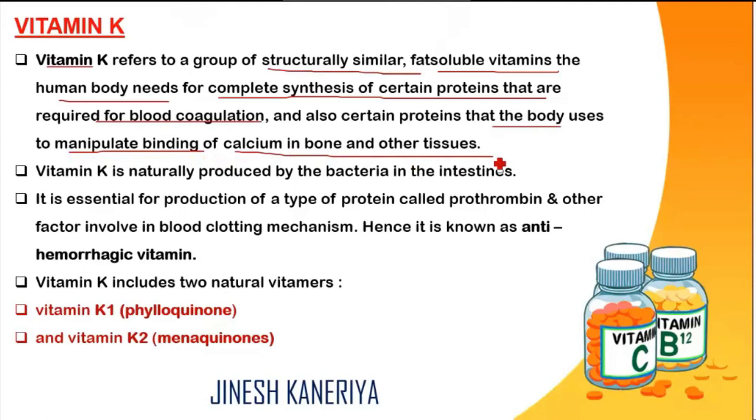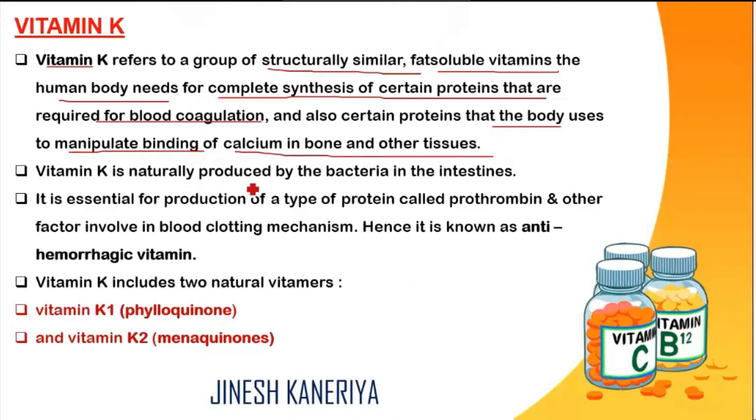So vitamin K is the most important fat-soluble vitamin for the development of certain proteins. These proteins are related to blood coagulation, the blood coagulation factors, and it is also responsible for the binding of calcium in bone and other tissues. So these are the important roles of vitamin K in our body.